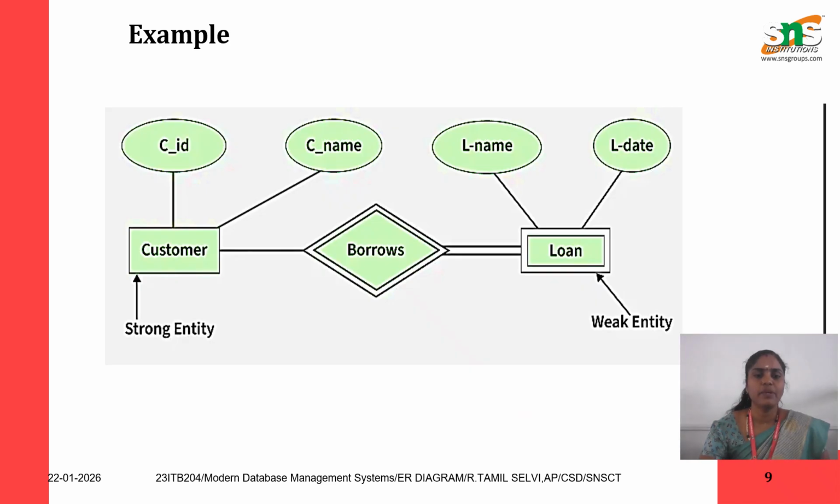Consider this example. In this ER diagram, customer is the strong entity and loan is the weak entity that is represented using double rectangle. And we make the relations between the customer and loan using the relation borrow. And customer has the attributes CID and C name. And loan has the attributes loan name and loan date.